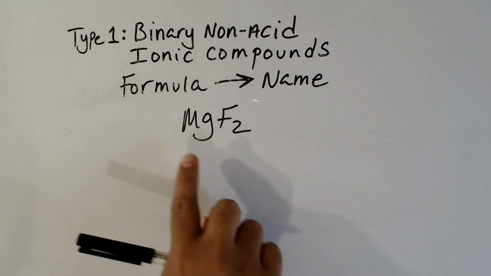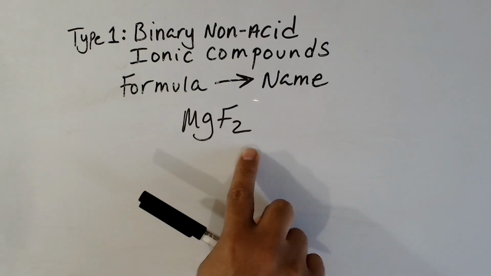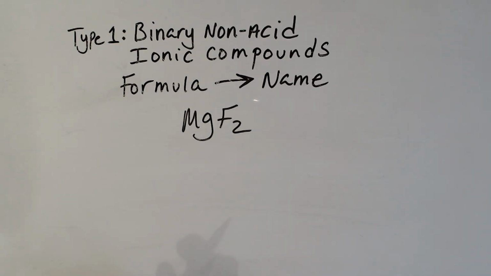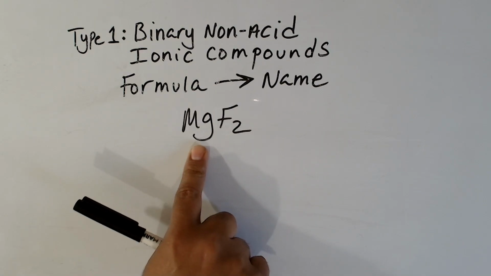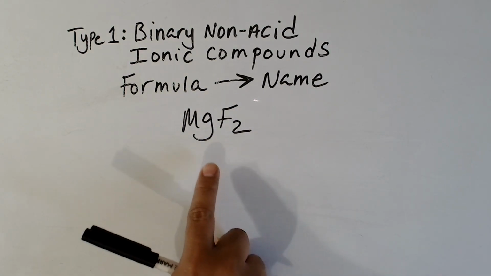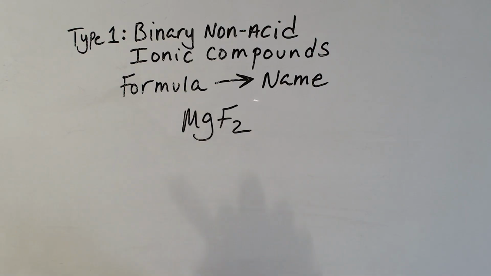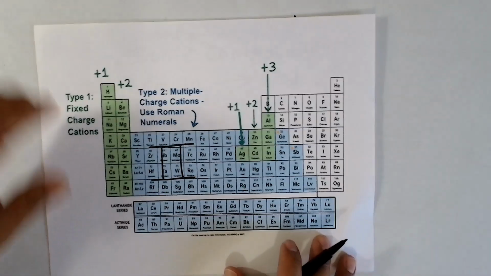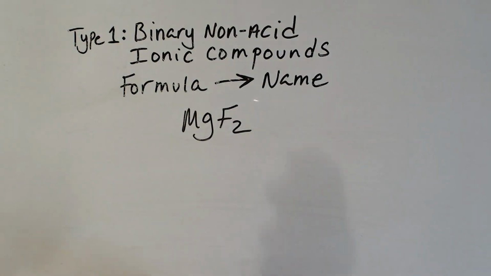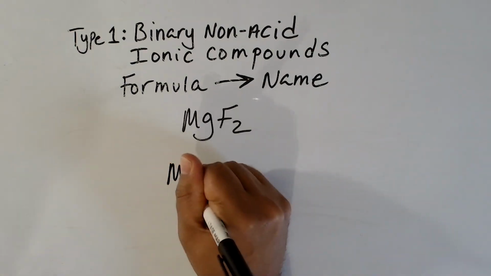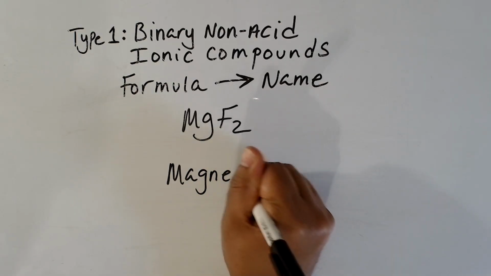Okay, so now we have this chemical formula, MgF₂. So the first step is to name the first element or polyatomic ion. And I know this is a type 1. This whole compound is a type 1. Why? Because we have magnesium, and magnesium is found in column 2. So that makes it a type 1. So I'm going to write the word magnesium.